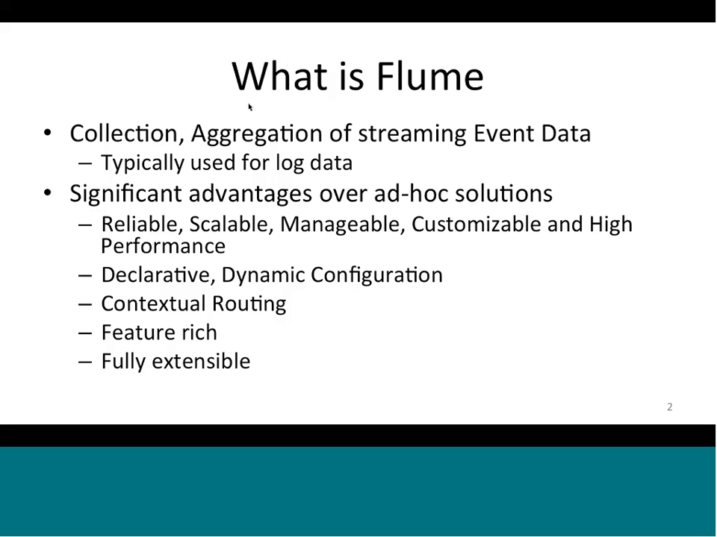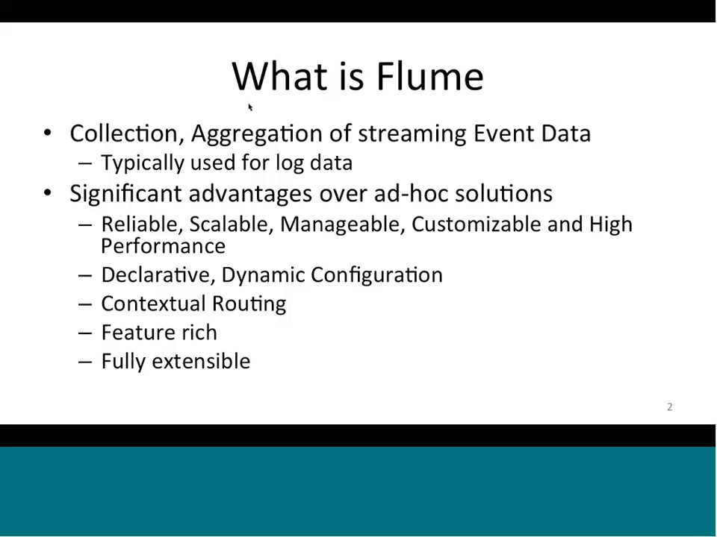Number two, it is scalable. By adding more number of processing agents, which you call Flume agents, you can have scalability as far as processing is concerned. So you can process more if you add more agents. They're manageable, they're customizable, and high performance. Okay.